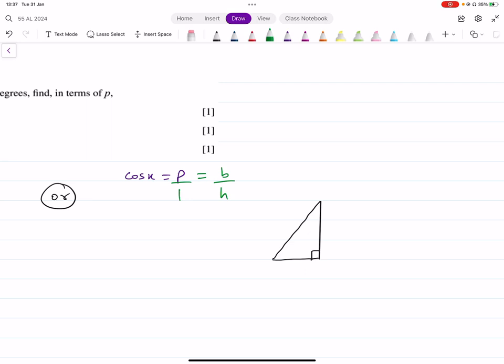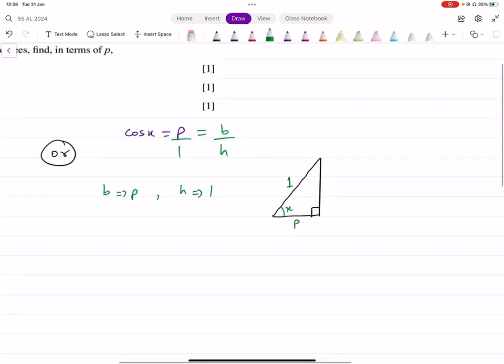So we can write P as P over 1. Can we do that? And from that, what we get is base is equal to P and hypotenuse is equal to 1. So you've got a right angle triangle like this, in which the hypotenuse is 1 and the base is P. And this angle is X here.